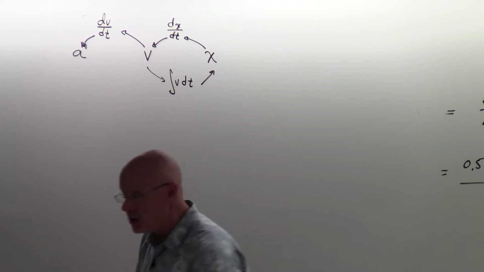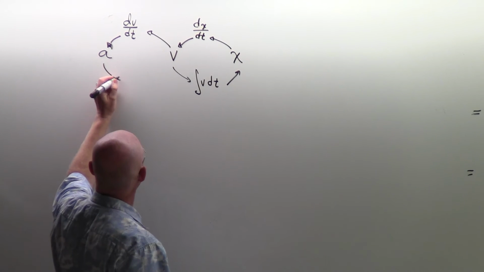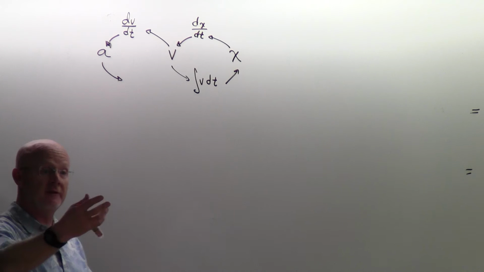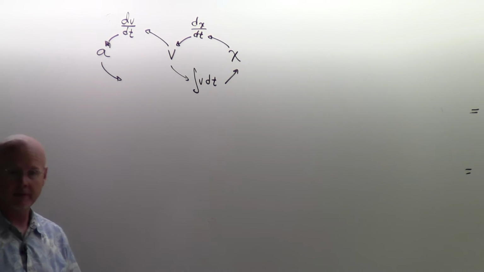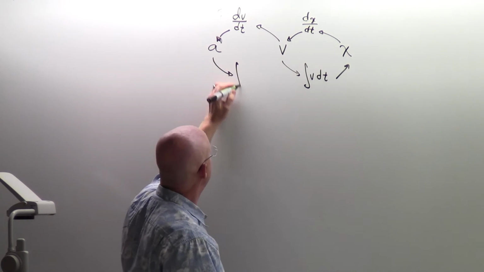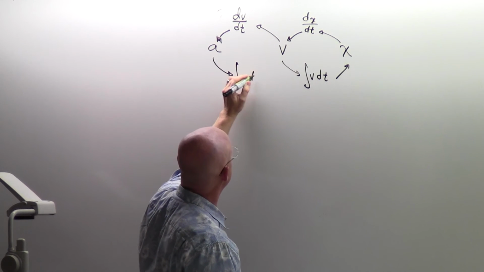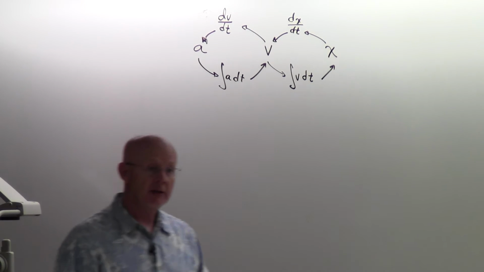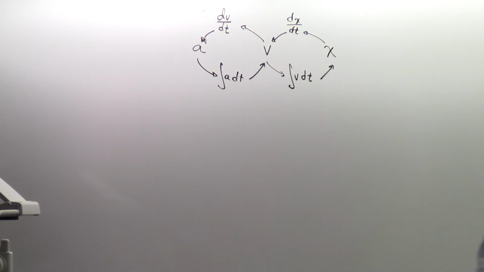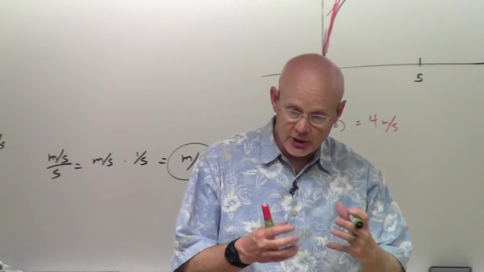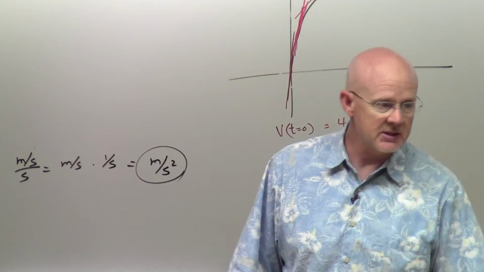And I'm going to ask you the next question here. What if it was the other way around? What if I had given you the acceleration and asked for the velocity? Could you get that? What would you do? Yeah, the inverse operation, right? You would integrate acceleration. When you integrate acceleration, you would then get velocity.